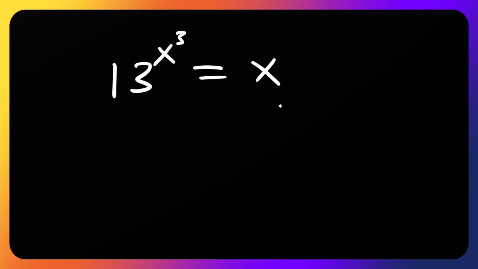How do you solve for x here? We have 13 raised to x cubed equals x. So let's see how we can solve for x. Solution. First of all, to solve a situation like this, we have to make sure the power here is down. So, given 13 raised to x cubed equals x.